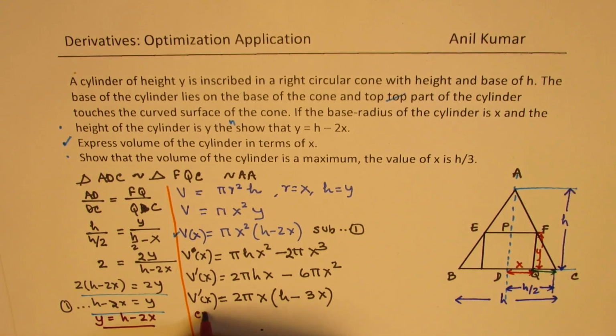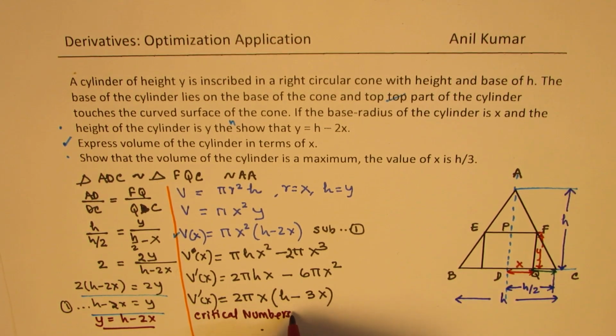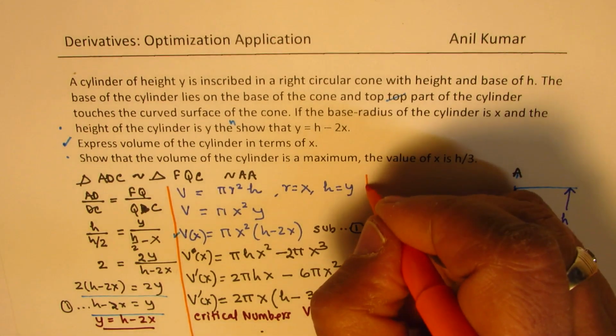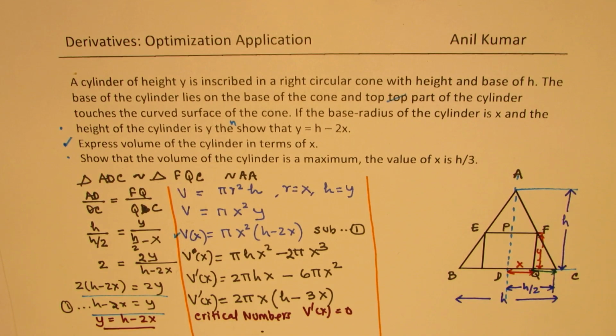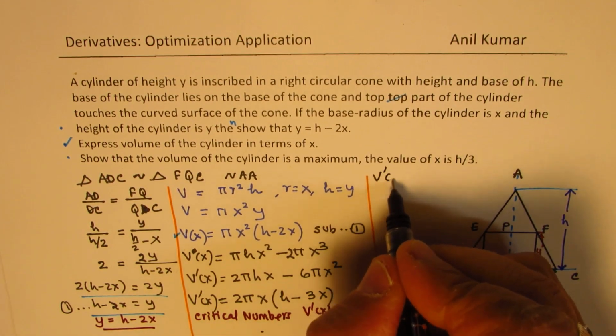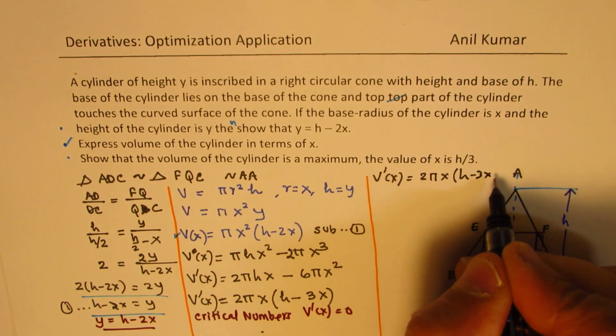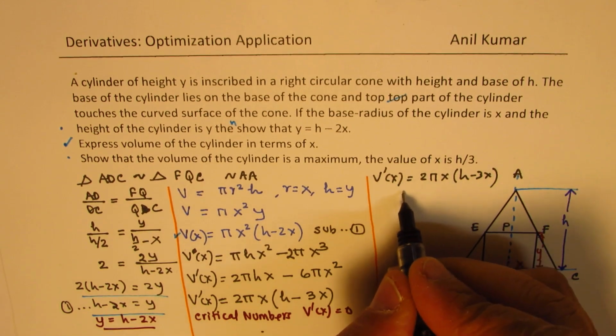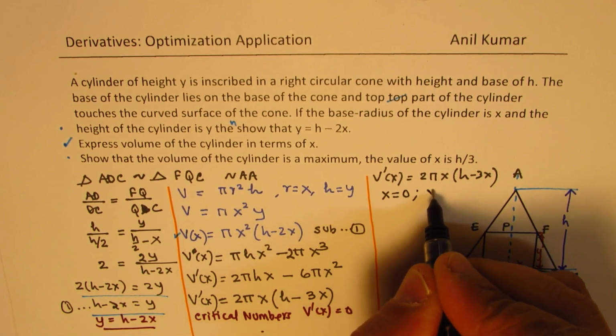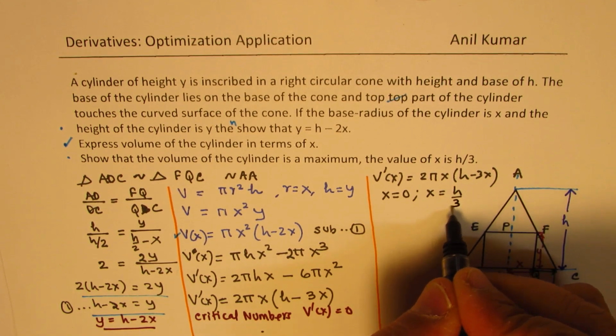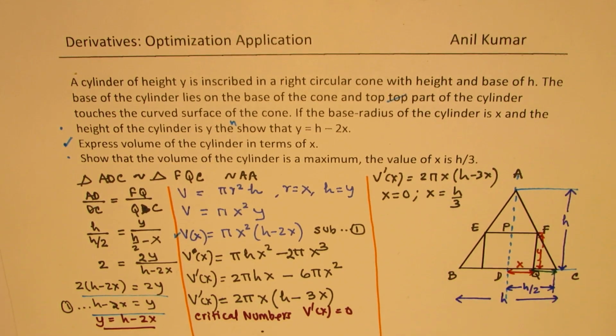Now here we will find the critical numbers. Critical numbers is when this derivative is equal to 0, right? Or undefined. In this case, it could be only 0. So we'll consider those. So we get the critical numbers since the derivative is equal to 2 pi x times h minus 3x. We have two critical numbers, which is x equals 0 or x equals h by 3, right? Only then it can be 0. So we got critical numbers 0 and h by 3.